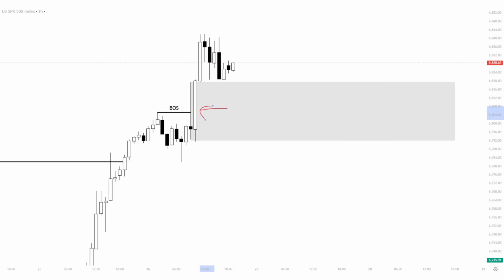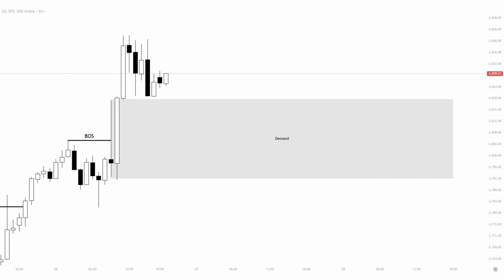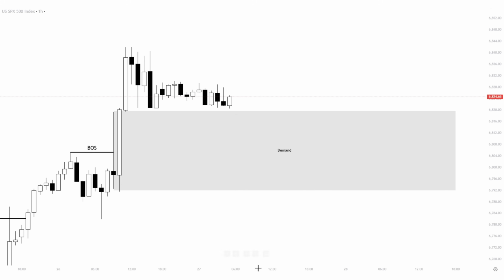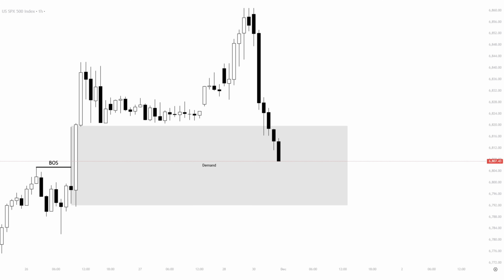So instead of trading this demand, we will just use it as a trend validator, where we will use timeframe confluence, basically lowering timeframes, and we spot there the actual setups. But until then, we need to wait for the market to hopefully fill this demand, which it did a couple hours later.